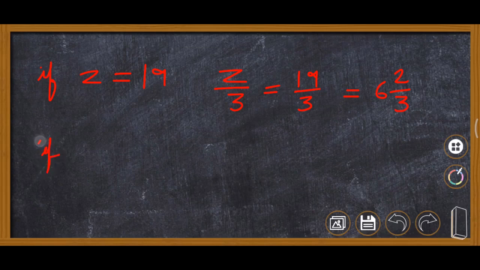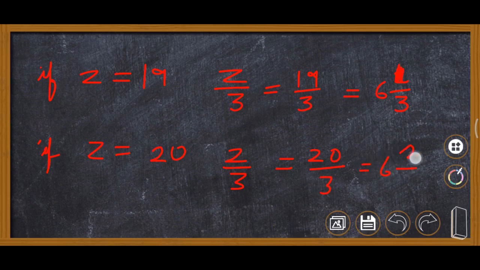Now if z is equal to 20, then z upon 3 is equal to 20 upon 3. Then it is 6 whole 2 upon 3. In this way now we have to find one by one. Now we will put these values in the given table and we will complete the given table.